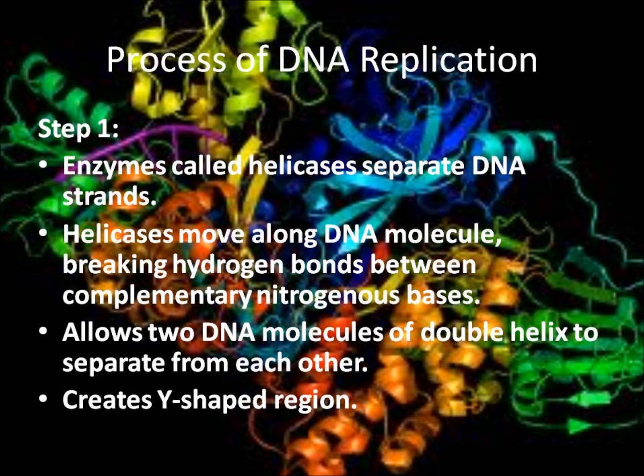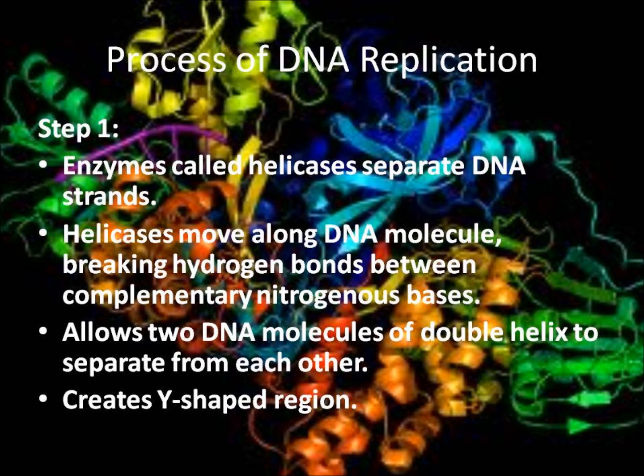The first step of DNA replication is when enzymes called helicases separate DNA strands. Helicases move along DNA molecules, breaking hydrogen bonds between complementary nitrogenous bases. This allows the two strands of the double helix to separate from each other.